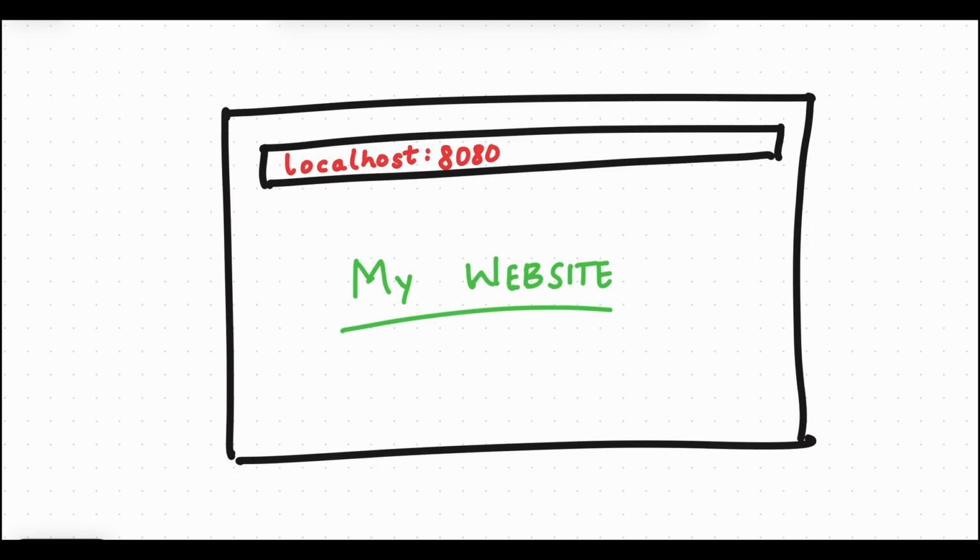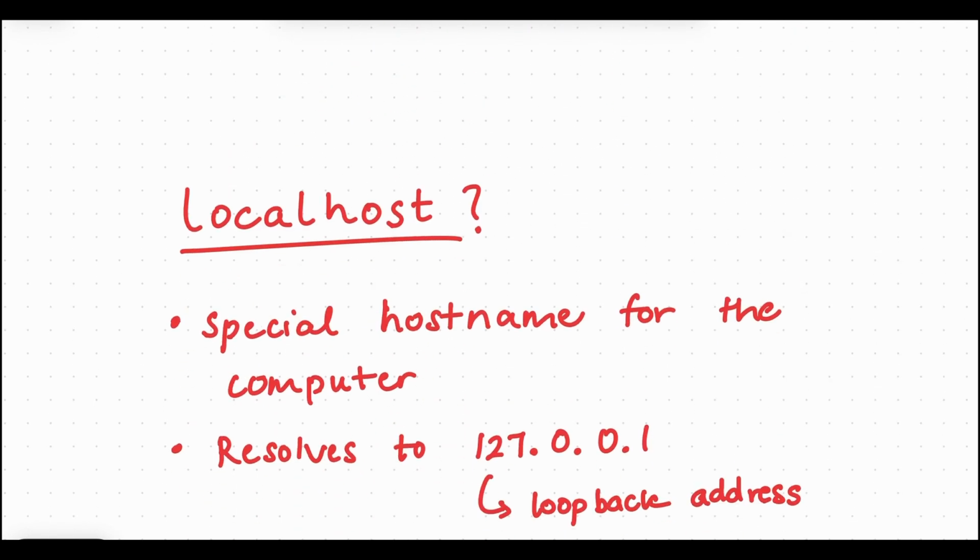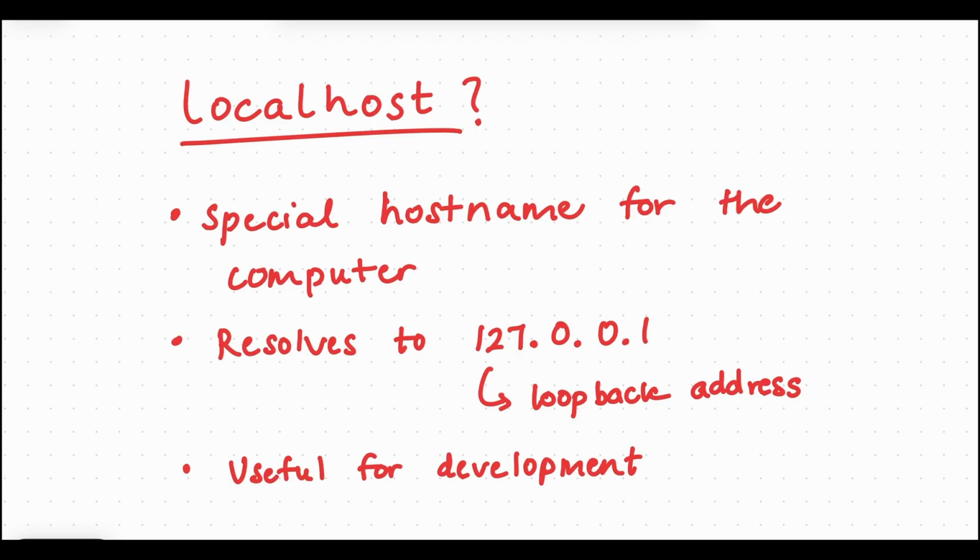To understand this properly, let's break it down into two parts, localhost and 8080. The word localhost is a special host name that always refers to the computer that you are currently using. When your browser sees localhost, it doesn't query the internet or the DNS server for help. Instead, your operating system immediately resolves it to a special IP address called the loopback address. Any traffic sent to this address never leaves your computer.